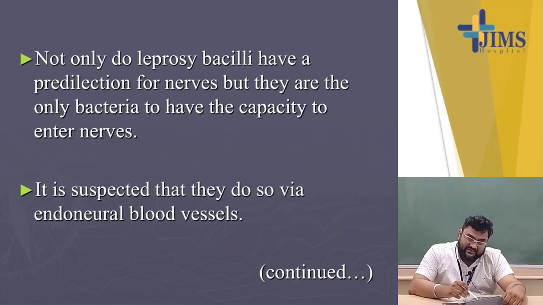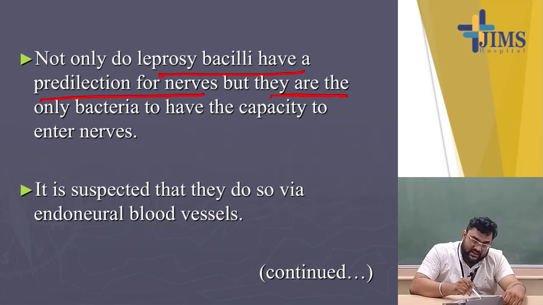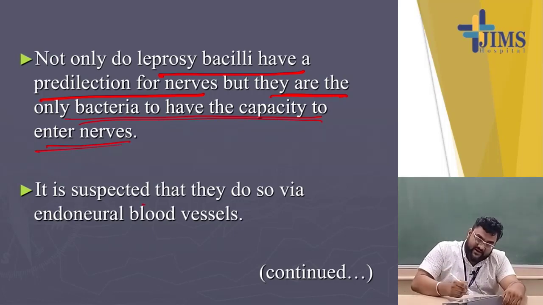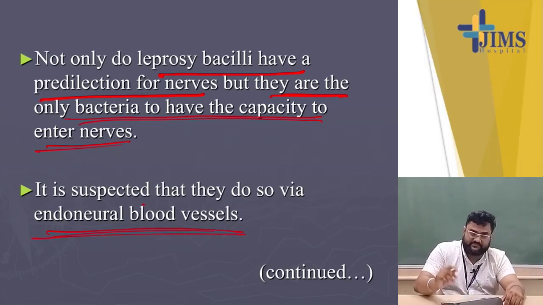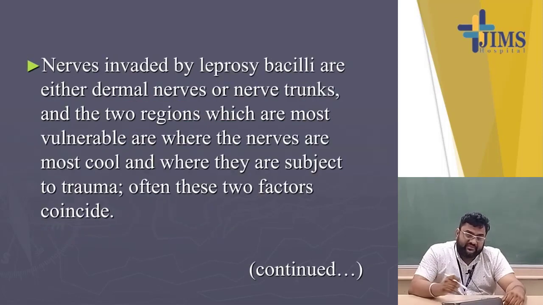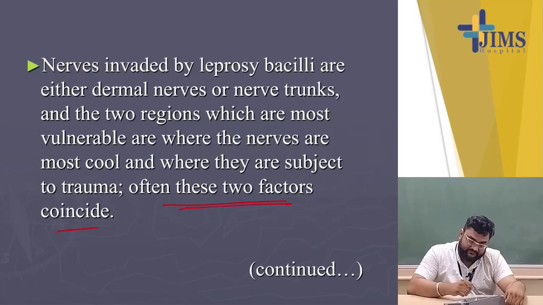Not only do leprosy bacilli have a predilection for nerves, but they are the only bacteria that have the capacity to enter the nerves. It is suspected that they do so via endoneurial blood vessels. The nerves invaded by leprosy bacilli are either dermal nerves or nerve trunks, and the two regions which are the most vulnerable are where the nerves are most cool and where they are subject to trauma. Often these two factors coincide.